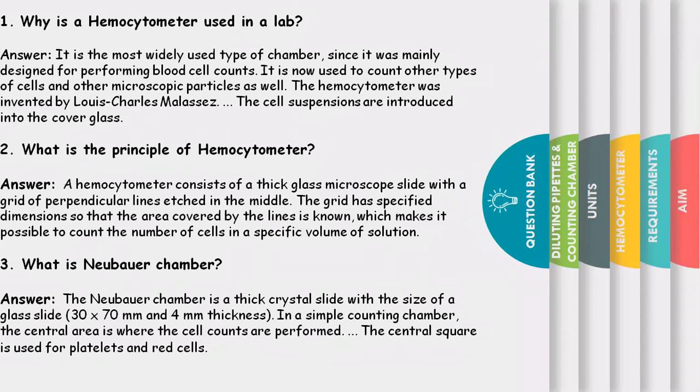Up to that, we have covered the hemocytometry, in that the RBC diluting pipette, WBC diluting pipette and the Neubauer chamber. Function of RBC diluting pipette, function of WBC diluting pipette.